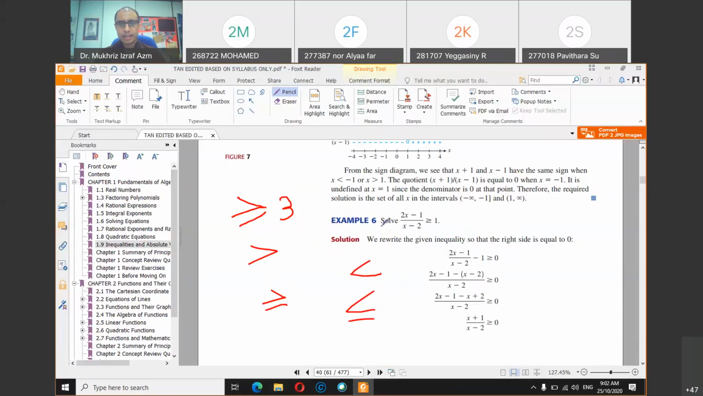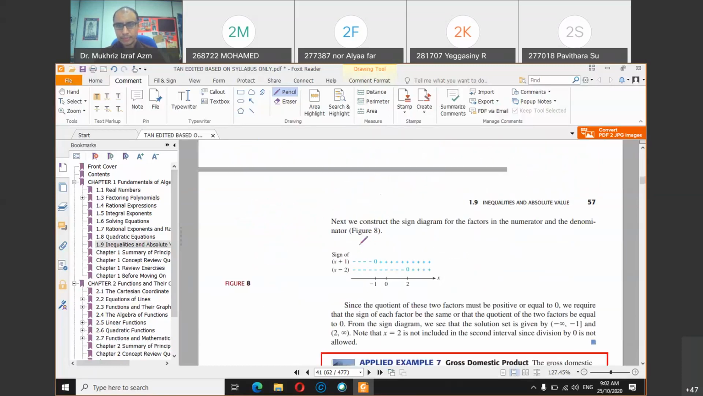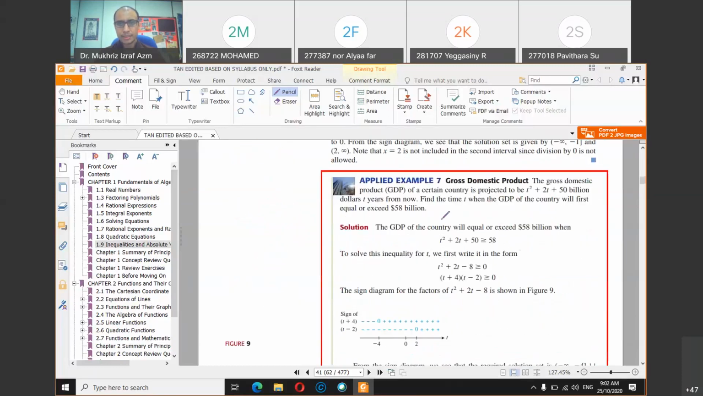So why is it important, and how do we actually apply the concept of inequalities? The example highlighted in the textbook here, basically you are given one particular equation, and in economics, of course, you don't really use negative numbers in many cases, except for certain indicators like inflation. Yes, you can have negative inflation. But for GDP, for example, or time, number of months, number of years, we don't use negative numbers.